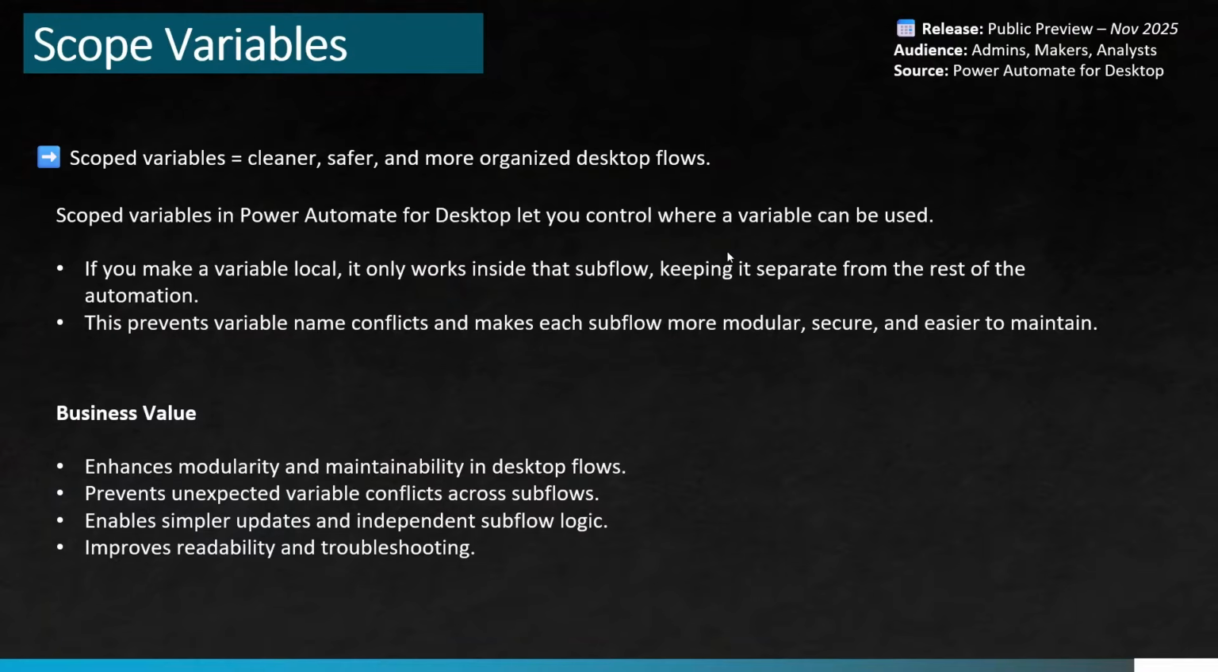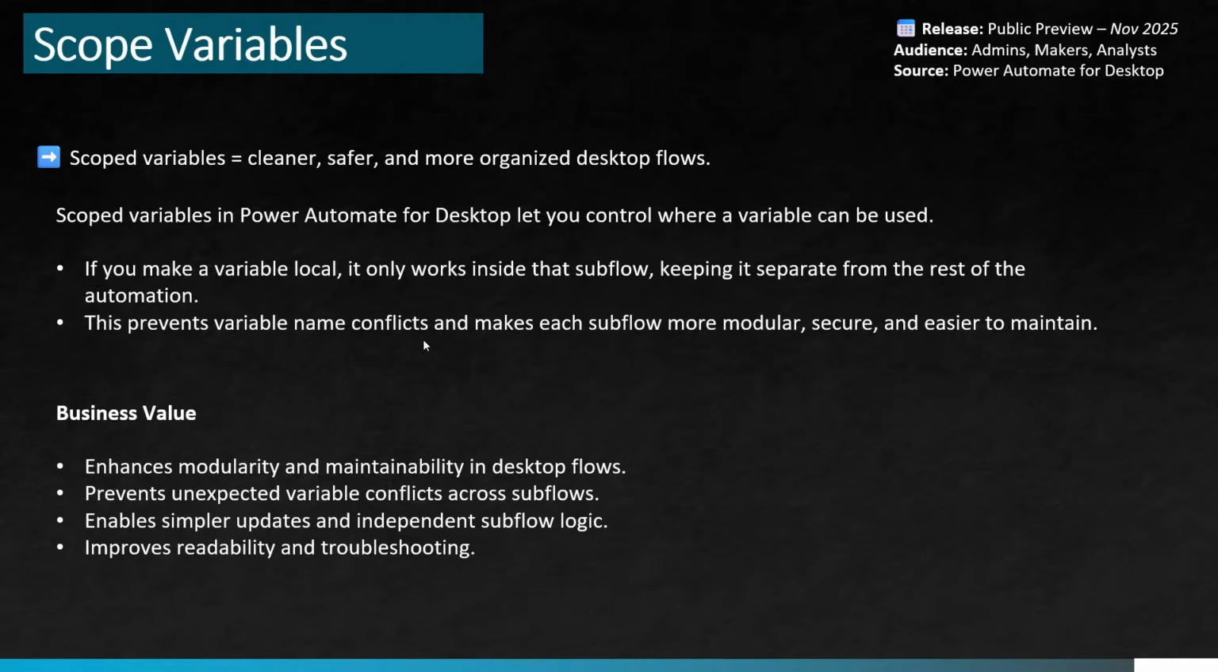Scope variables in Power Automate Desktop let you control where a variable can be used. You can create a local variable in a subflow, and it works only inside that particular subflow, keeping it separate from the rest of the automation. For example, while you create a subflow, we get the option to keep your variables global or local. If you select local, it only works inside your subflow alone. It will not be accessible from your main flow. This prevents variable name conflicts and makes each subflow modular, secure, and easier to maintain.